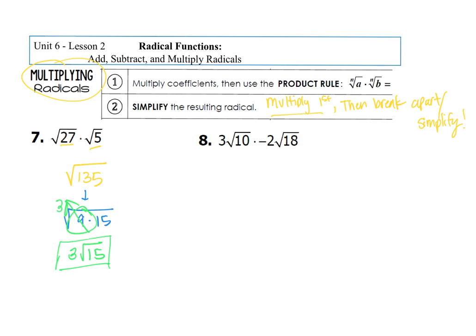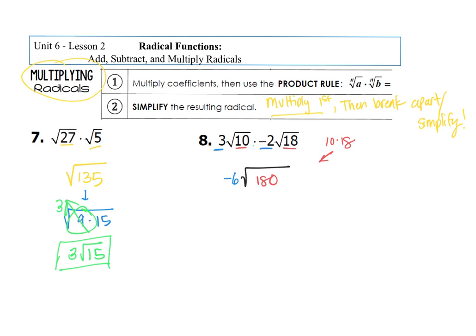All right, so multiply underneaths with underneaths, radicands with radicands in other words, and coefficients with coefficients. On number 8, 3 square root 10 times negative 2 square root 18. All right, so here's my radical house. 10 and 18 are both radicands, are both underneath, so they multiply. Okay, 10 times 18 makes 180 underneath. My coefficients, 3 and negative 2, they multiply to make negative 6.